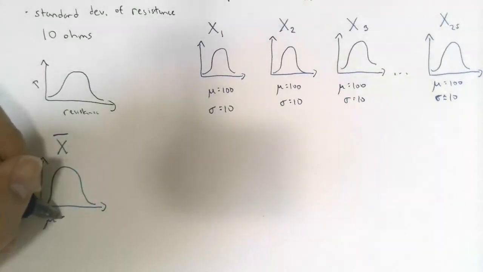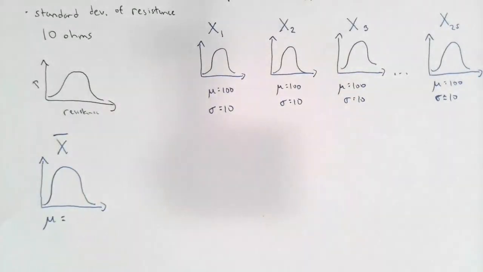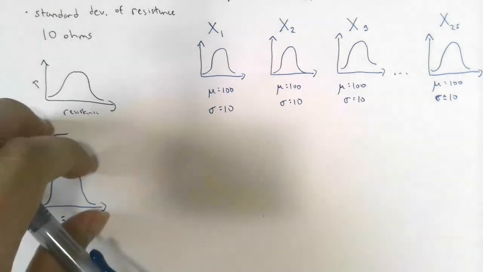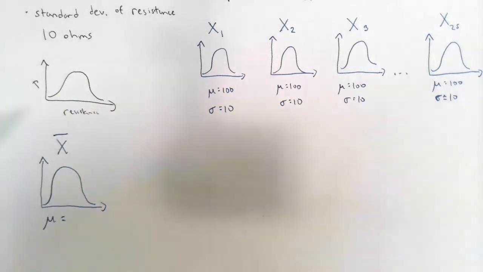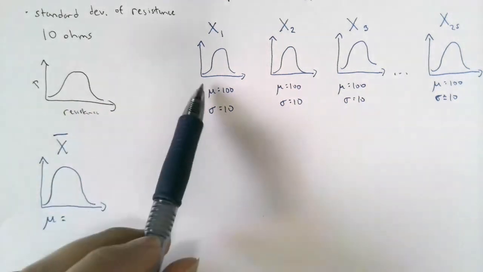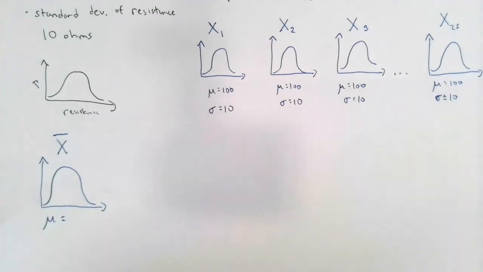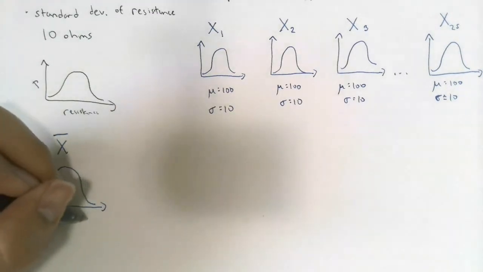And what is the mean of that sampling distribution? Take the sampling distribution, right? The mean of that, remember, is going to be exactly the same as the mean of all the others. So this one would be 100, that's correct.